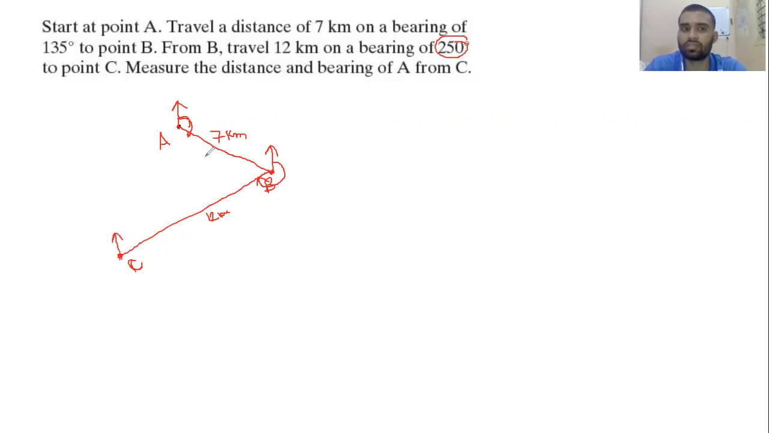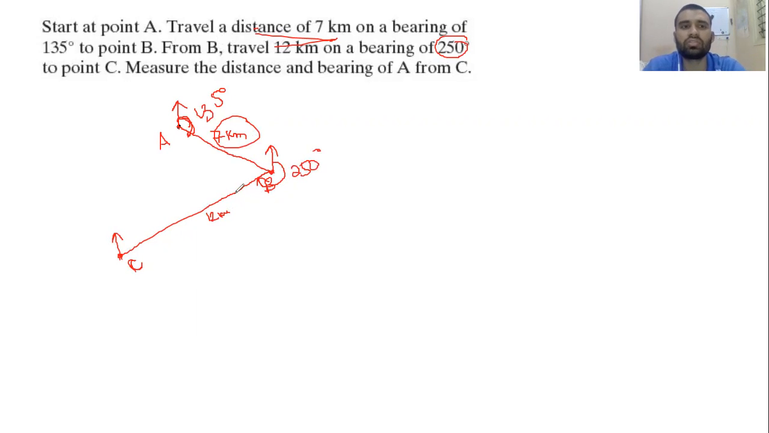So the foremost thing, we'll just see it once again. To travel a distance of 7 kilometers, you take 7 kilometers on a bearing of 135 degrees. So draw a north, take 135 degrees here, and then again reach point B. Now travel 12 kilometers on a bearing of 250. That means you take 250 degrees here and get to C.